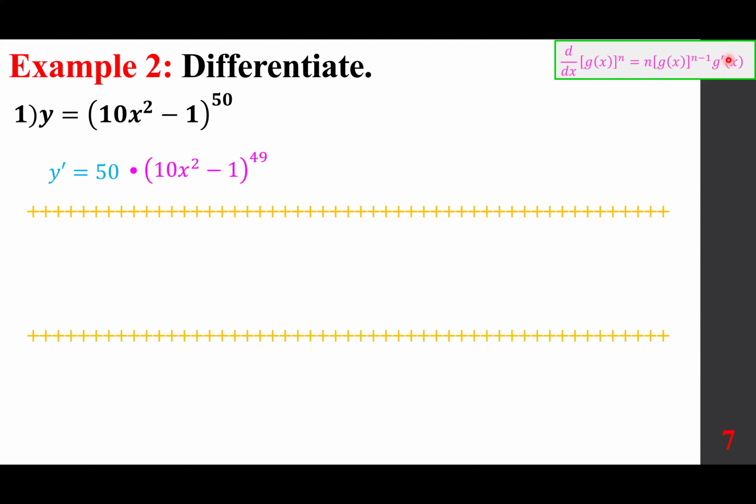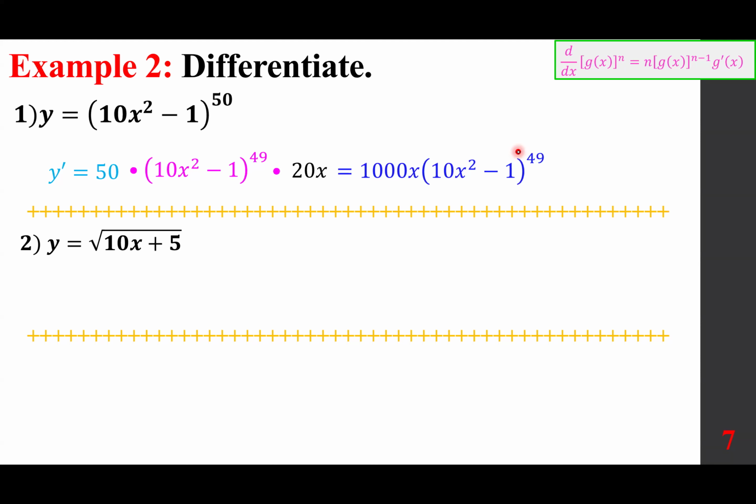And now we need g prime, the derivative of the inside, 20x. We are done. We just multiply these two and we get 1000x. We put it in front times 10x squared minus 1 to the power of 49. So it's pretty straightforward. We're going to continue with more examples.